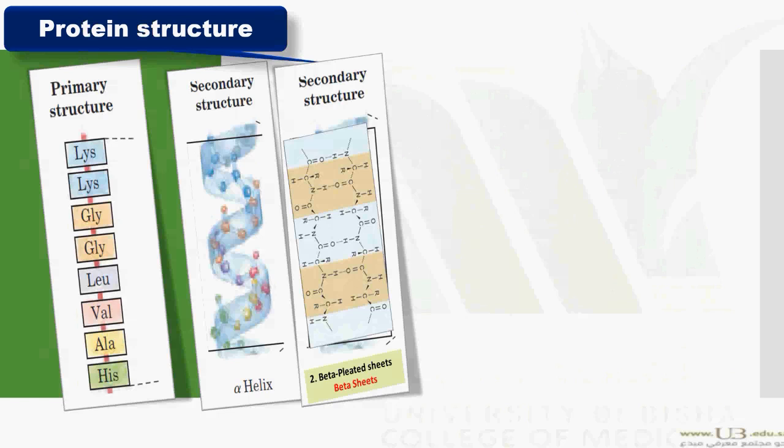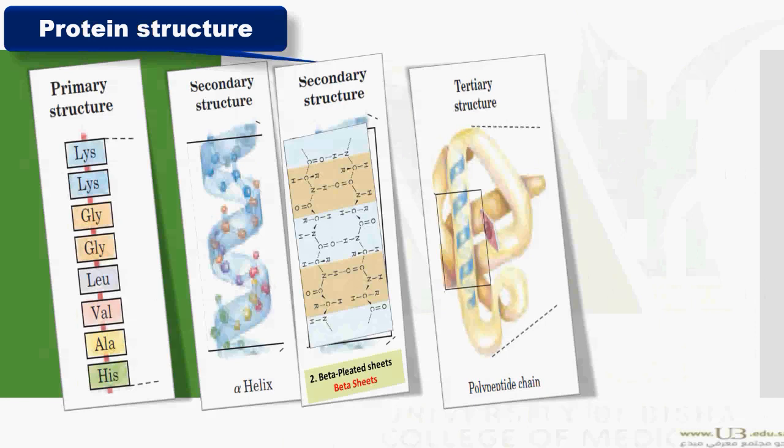So we are talking about chemically the hydrogen bonds in both these alpha helix and beta pleated sheets. The third level of protein structure, the tertiary structure, is where we have multiple alpha helix and beta sheets joined together by non-covalent bonds forming the three-dimensional structure of the protein.